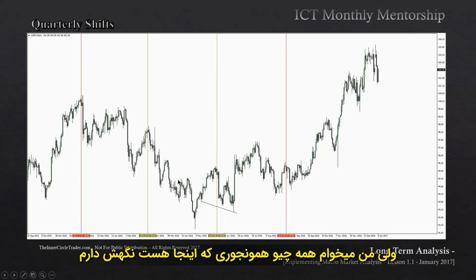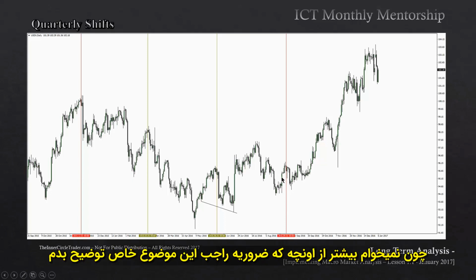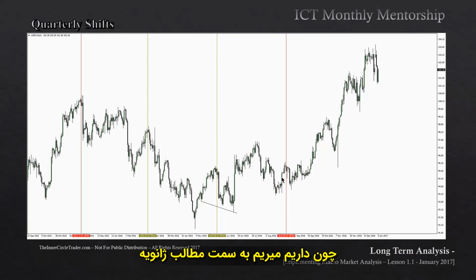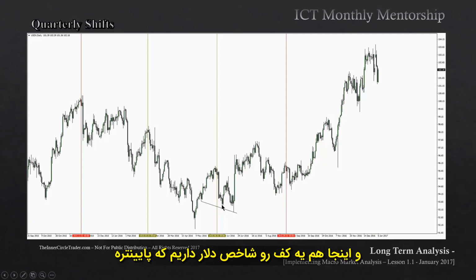But I want to keep everything as it is here because I don't want to do any more than necessary to teach this specific principle, because we're going to build on it as we go through January's content. But I want you to take a look at what this has done. We have a low here on the dollar index. We have a low here on the dollar index that's lower. And then we have another lower low on the dollar index after the market structure has broken to the bullish side. So once we have an interruption in the down move, okay?